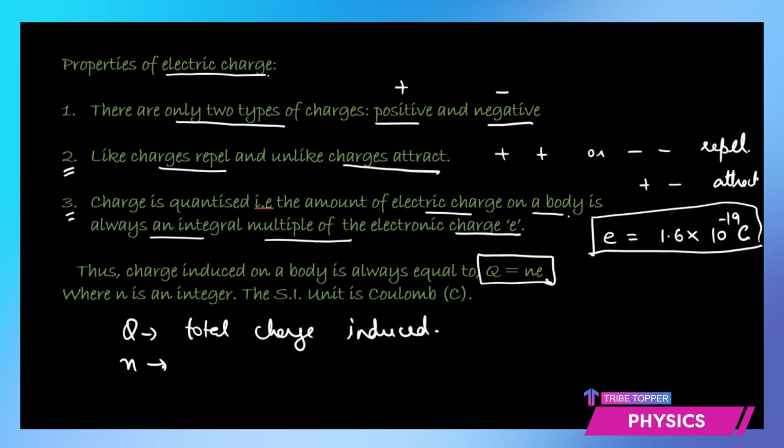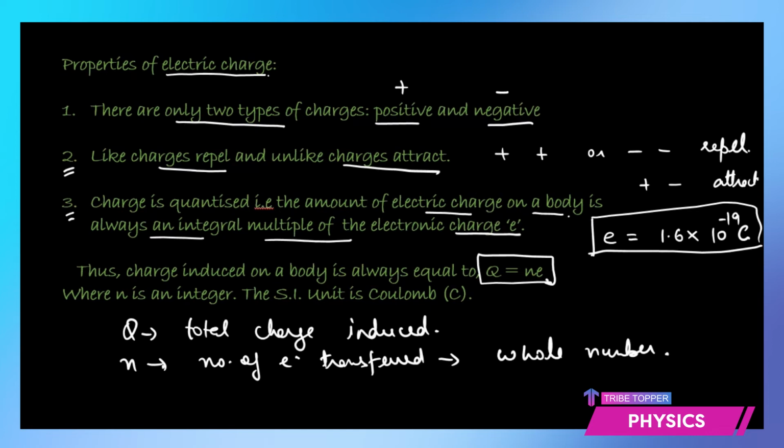n, in rubbing, is the number of electrons transferred, and this number of electrons transferred is obviously a whole number, because you cannot have half an electron transferred or 1.5 electrons transferred. Either you have 1 electron transferred or 2 electrons transferred or 10 or 50 or 100. You don't have 101.3 electrons transferred.